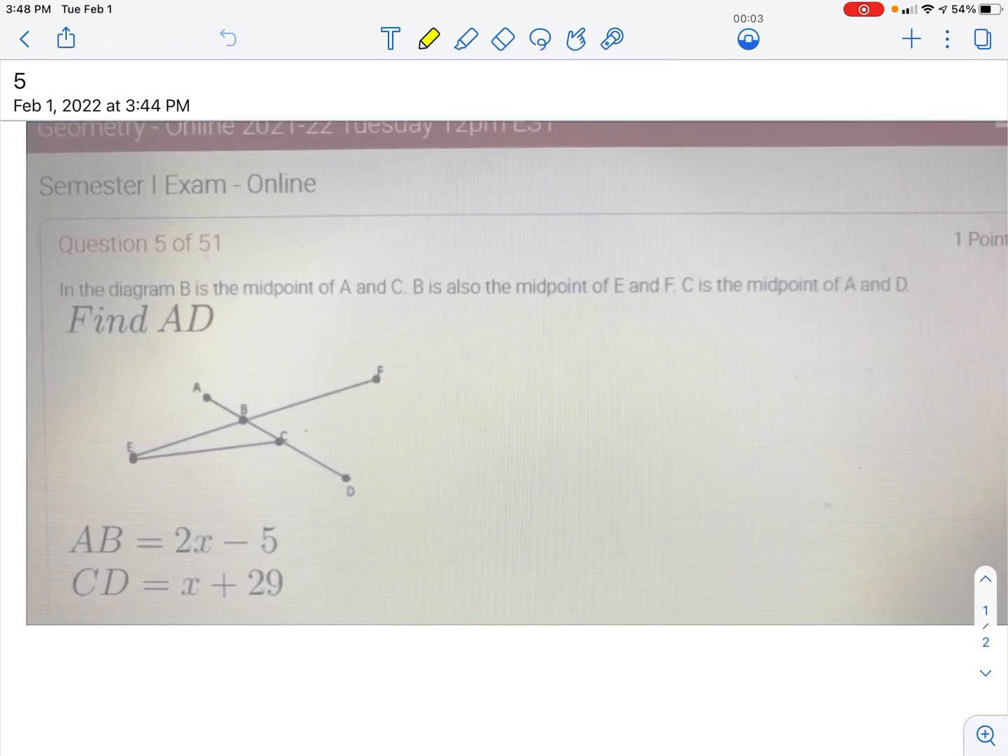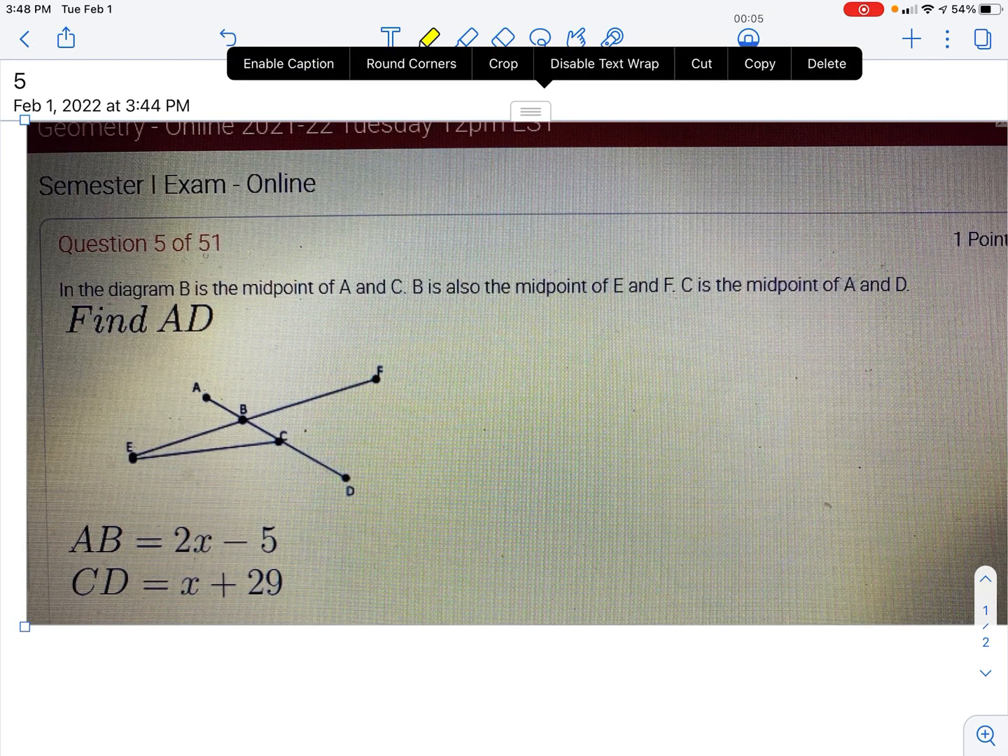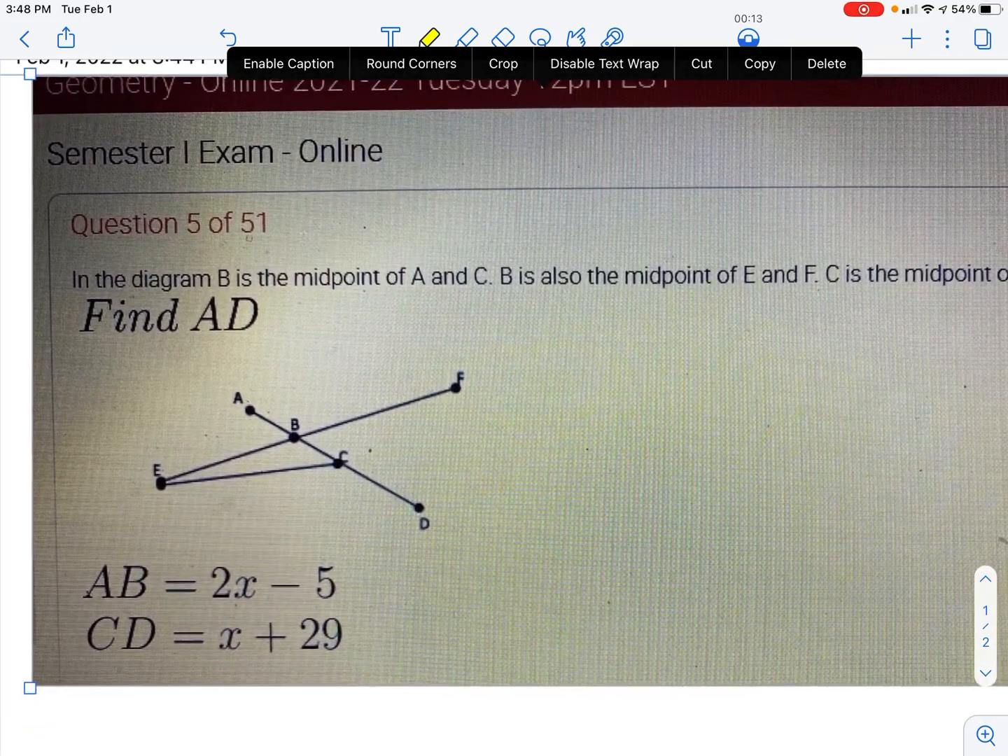All right, Kaden, this is the last one. I already had to look at this one a little bit to try to figure out how we could solve for what they're asking for. So basically, they give us a bunch of information on this diagram. Let's see if I can blow it up just a little bit.